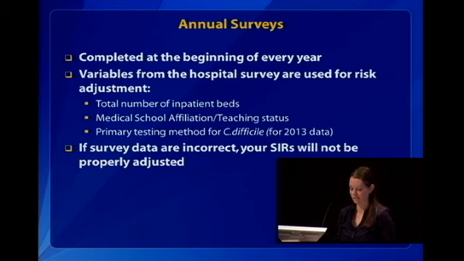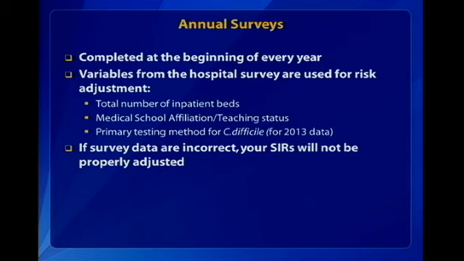And Maggie mentioned this for 2014 data. We will be asking you to report your C. difficile test type once every quarter on the summary data entry screen, the last month of each quarter. And that is what will then be used for your risk adjustment. So if your survey data are incorrect, your SIRs will not be properly adjusted.